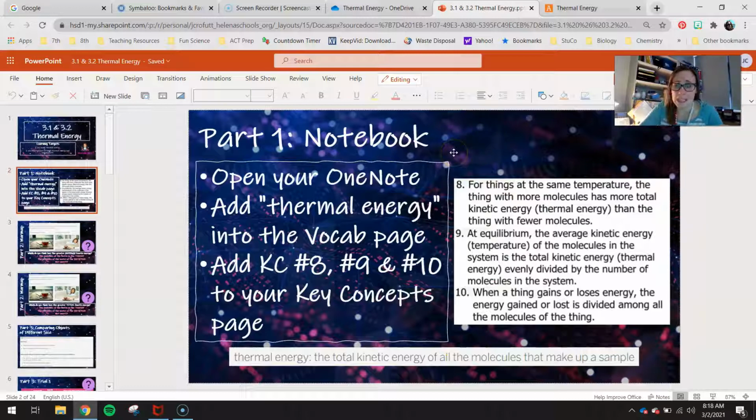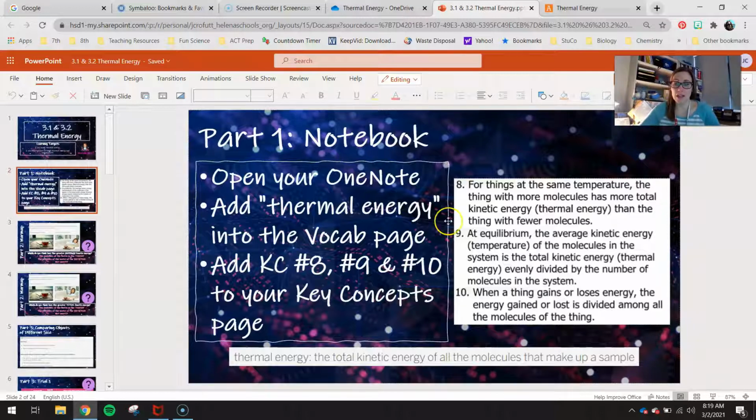Key concept 8 says, for objects at the same temperature, so if two objects are both 80 degrees, the object with more molecules has more total kinetic energy than the object with fewer molecules. So again, if thermal energy is all those molecules' kinetic energies added up, then obviously the one that has more molecules is going to have a higher thermal energy, or a higher total kinetic energy.